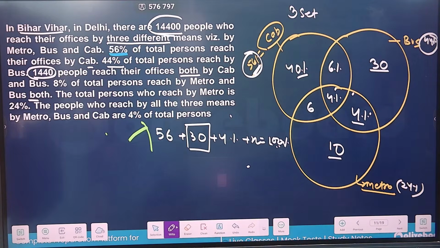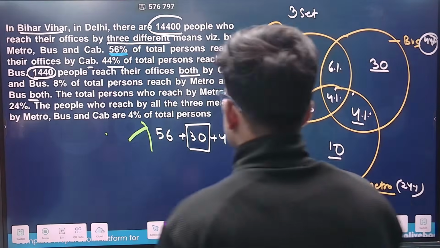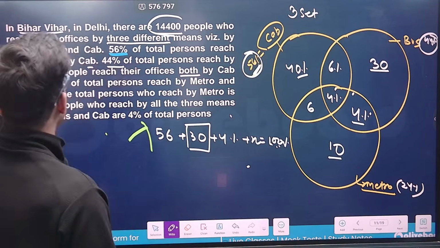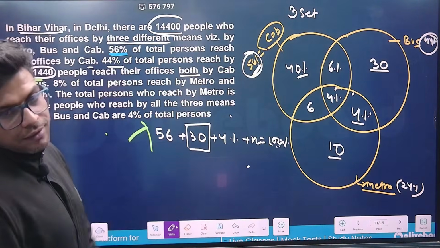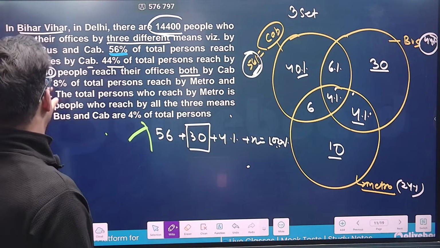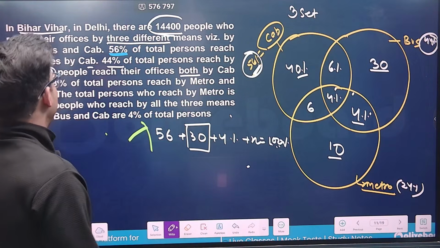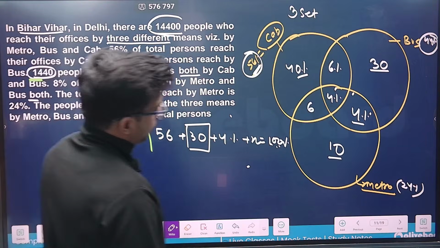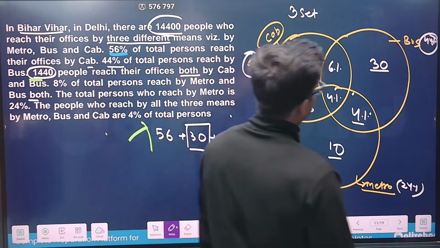Without using the pen, let me explain one more time so that you can understand. I haven't used this data. Let me make it clear. 1440 people reach their office both by cab and bus. So this is basically cab and bus.